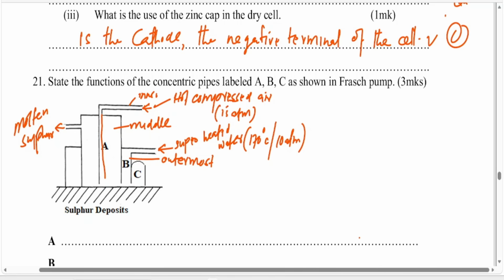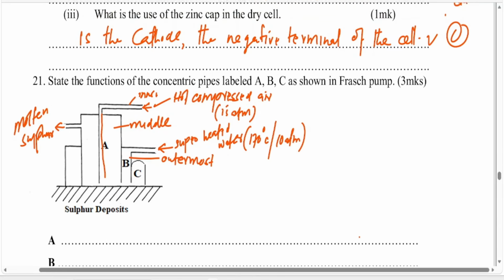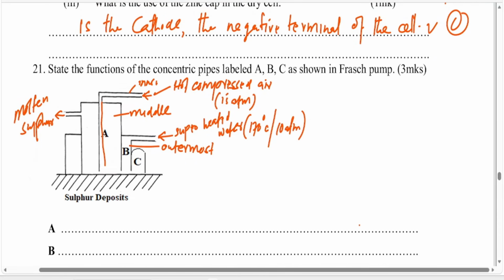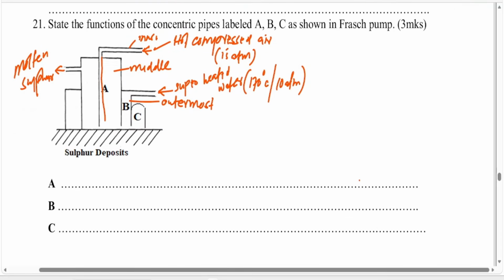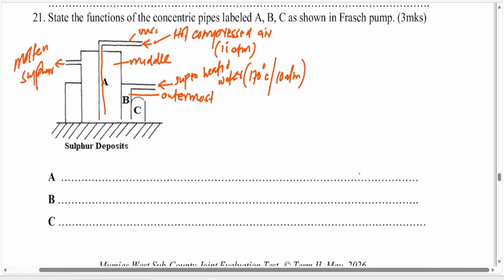Let's now try to look at the questions down here. We are asked to state the function of A. We have said A is the innermost pipe. A, the innermost pipe, allows passage of hot compressed air.